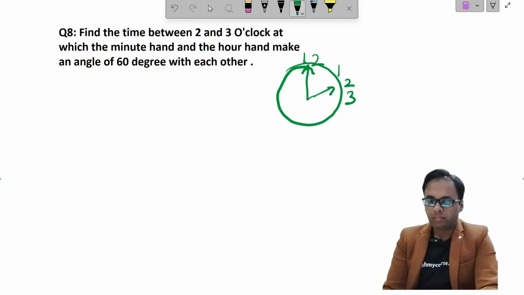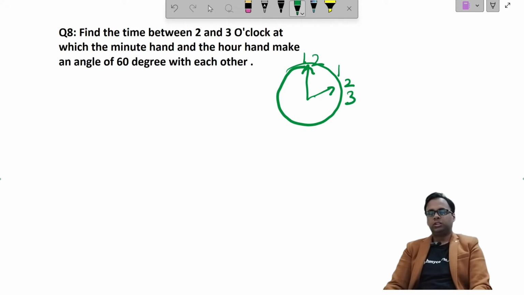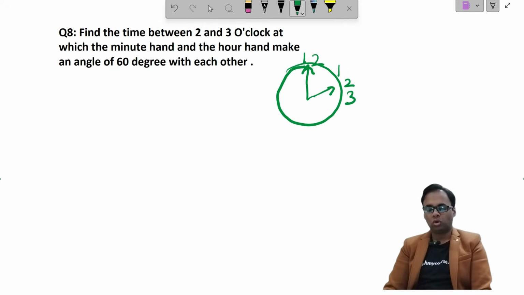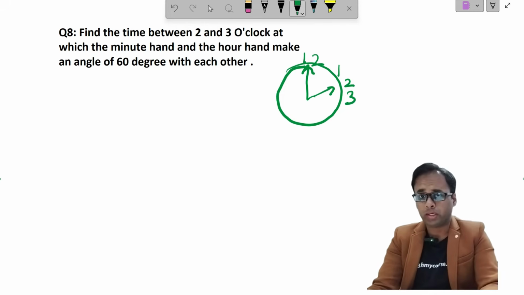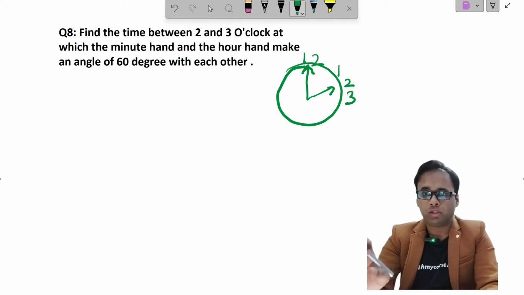So find the time between 2 and 3 o'clock at which the minute hand and the hour hand make an angle of 60 degree with each other. So what is the actual time when the 60 degree angle is being made? How do we solve it? So let me share a formula with you.